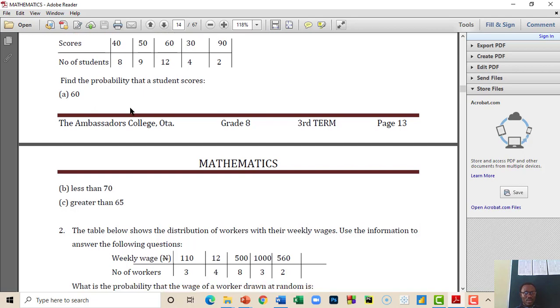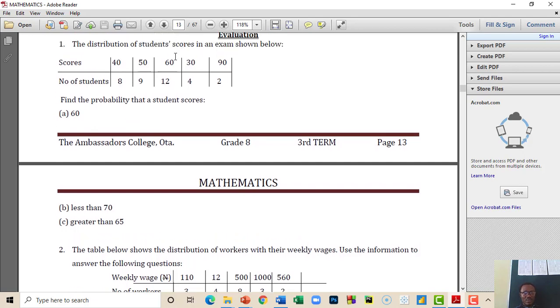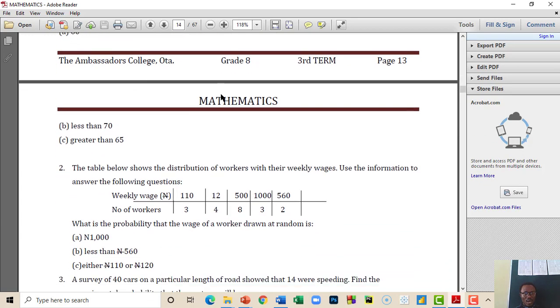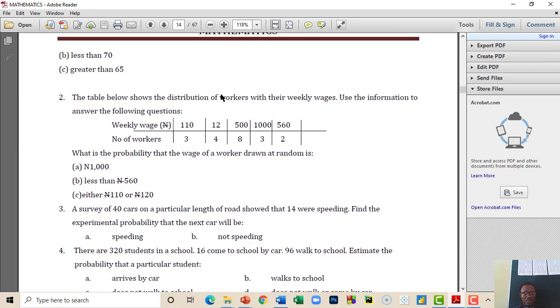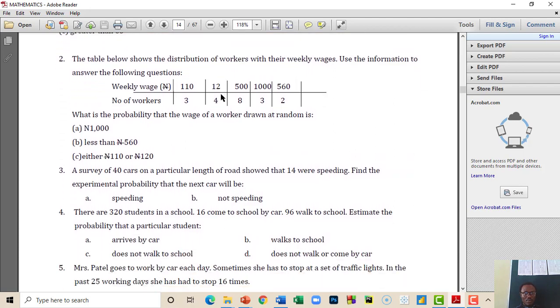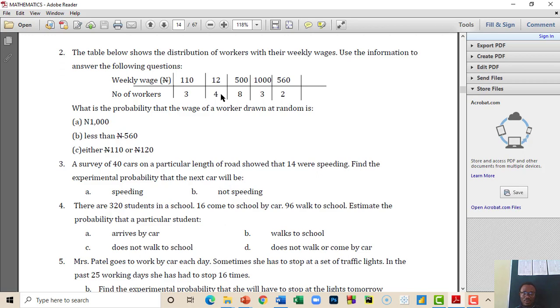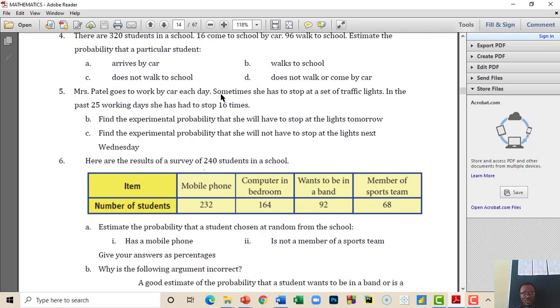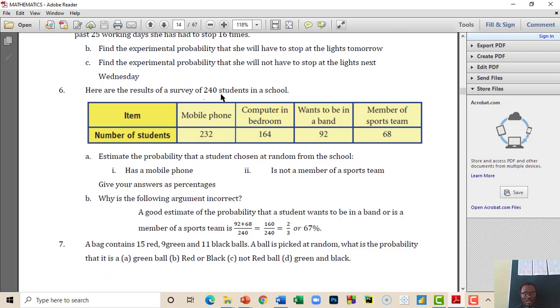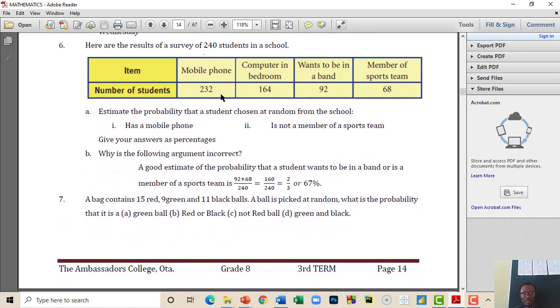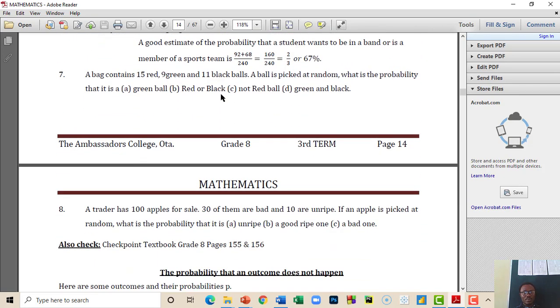Then the last one, greater than 65. We don't actually have any value greater than 65 except this 90, which is 2 over 35. So as simple as that. Now you can pause the video and attempt some of these questions, and I trust you actually enjoy them. They are quite rich, and these are just practice exercises for our students.